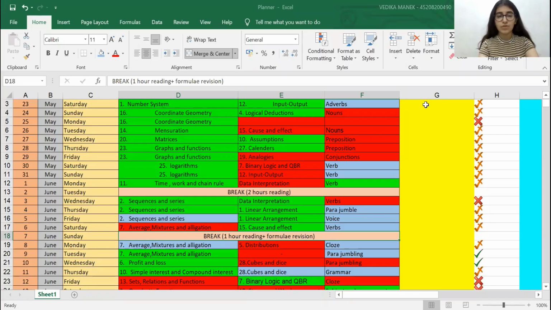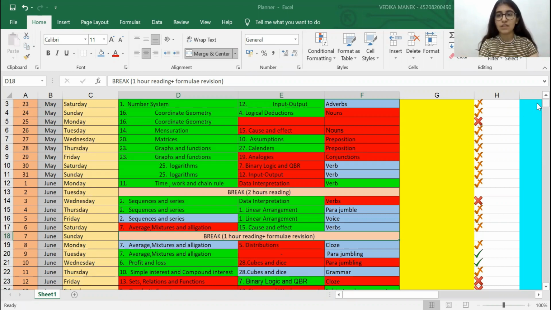and I'll be sharing right now with you all one sheet of an aspirant of 2020 who cleared the paper and how they planned their schedule so that you get an idea as to how to do it. So here we go. This is basically an entire sheet as to how this was planned.